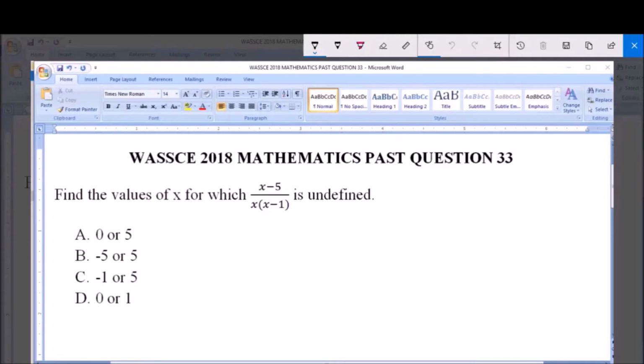I'll be answering WASCE 2018 Mathematics Past Question 33. Find the value of x for which (x minus 5) over x(x minus 1) is undefined. A, 0 or 5. B, minus 5 or 5. C, minus 1 or 5. And D, 0 or 1.